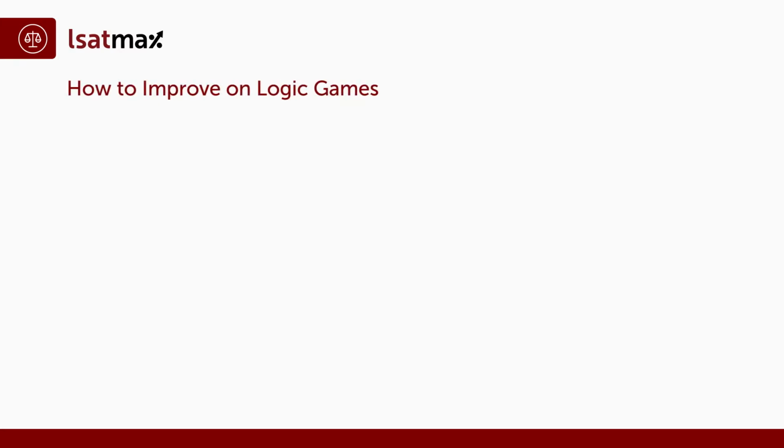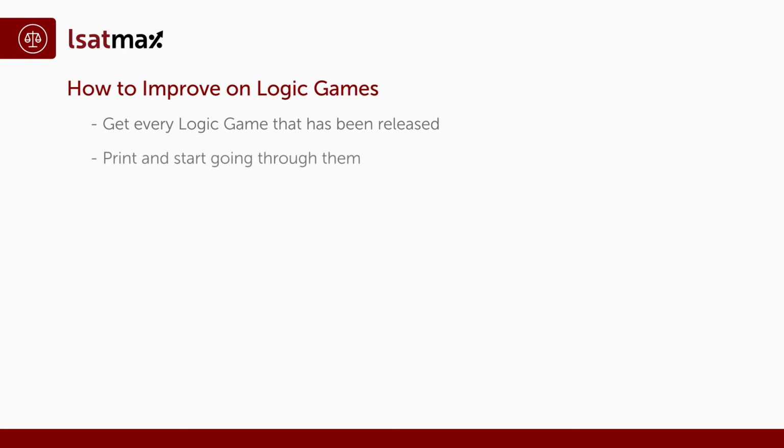Very simple. Get every single logic game that has ever been printed and create a stack and start going through them. Give yourself 8 minutes and 45 seconds per logic game. Again, that's what you get on average. Obviously, some games take longer, some games take less time, but on average, it ends up being 8 minutes and 45 seconds. And any game that you can't finish in 8 minutes and 45 seconds or get perfect, you want to put in one pot.